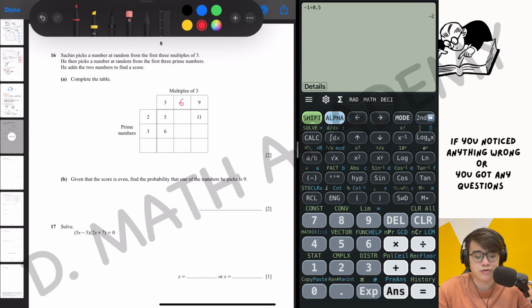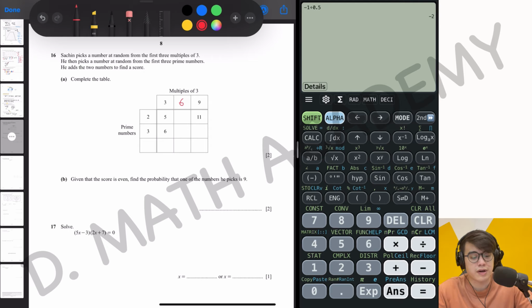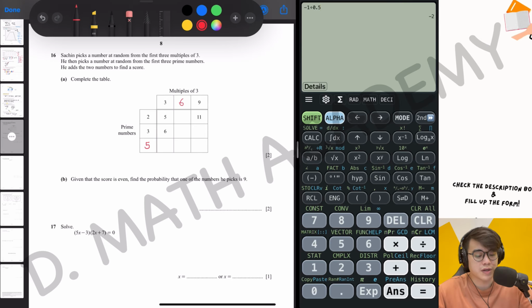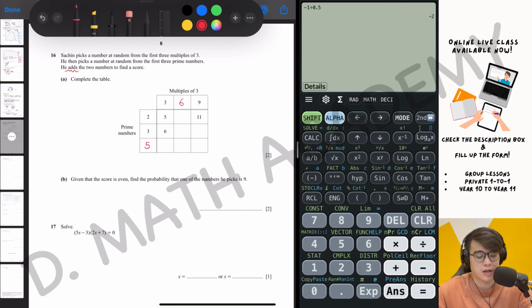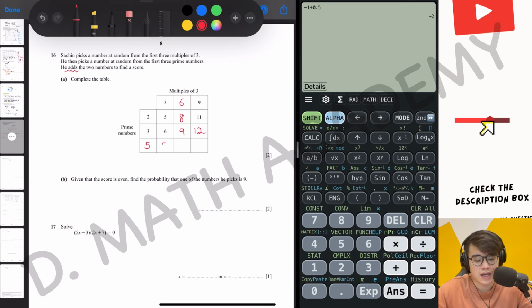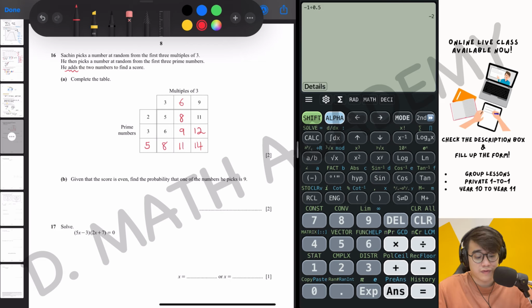And then the first 3 prime numbers. After 2 and 3, the next prime number will be 5. With this, all you have to do is add them up. So 6 plus 2 is 8. 6 plus 3 is 9. 9 plus 3 is 12. 3 plus 5 is 8. 6 plus 5 is 11. And then 14 here. With this, we have filled up all the results.